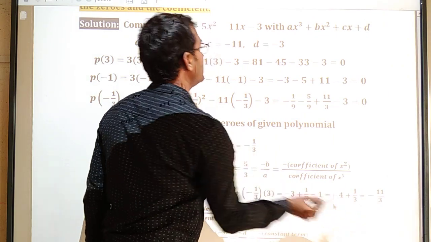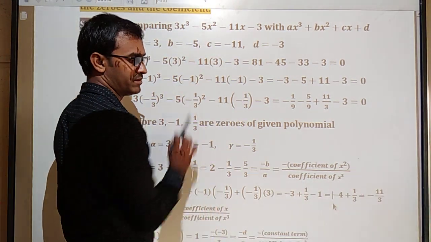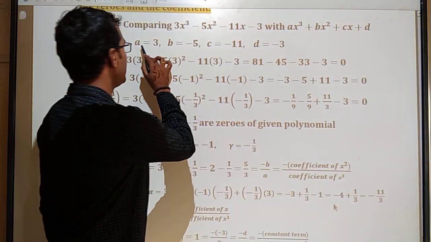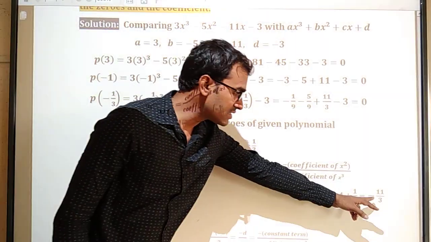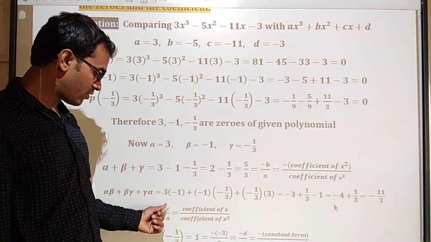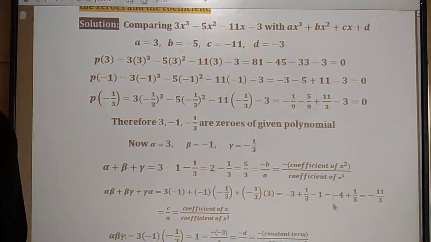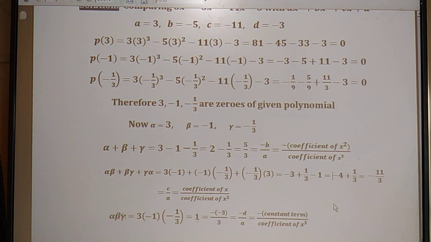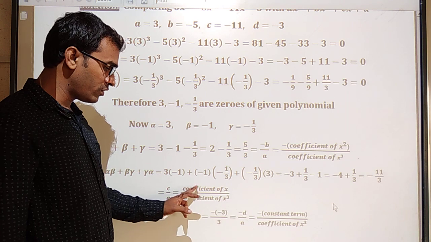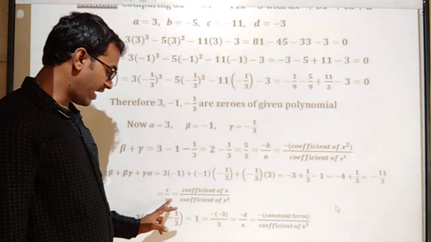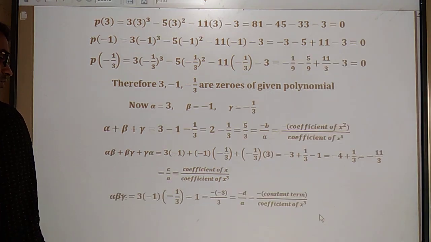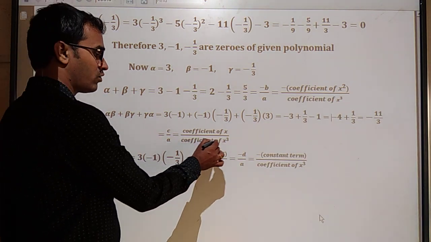Minus 11 upon 3. So minus 11 means it is c, and 3 means it is a. Got it? Minus 11 means it is c, and 3 means a. This is equal to c by a. C is nothing but the coefficient of x, and a is nothing but the coefficient of x cube.